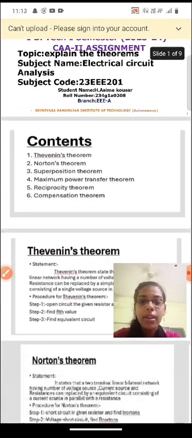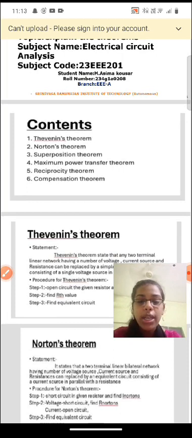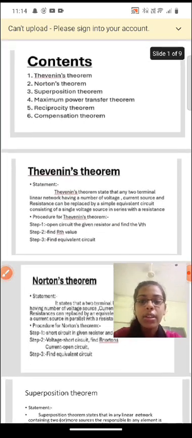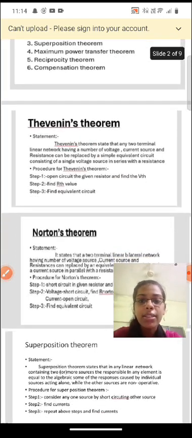First one, contents. It has six theorems. First one is Thevenin's theorem. Second one is Norton's theorem. Third one is superposition theorem. Fourth one is maximum power transfer theorem. Fifth one is reciprocity theorem. Sixth one is compensation theorem. First one is Thevenin's theorem.